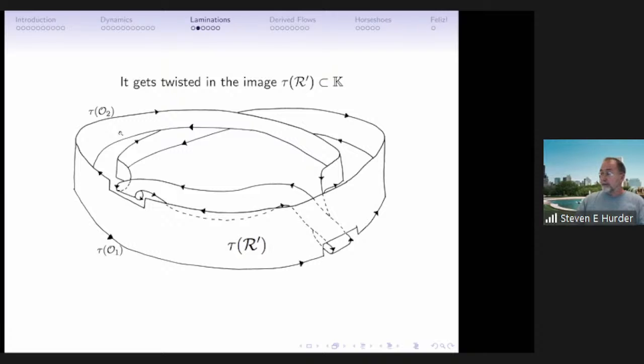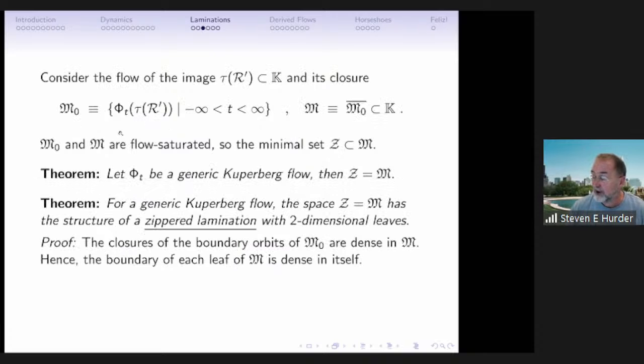And now your flow is going to be switching between the annulus and the insertion, and this is going to be happening forever. And when you do that, what you're finding is that the flow of that annulus is what we call M0. It's a surface, it's an infinite surface, and its closure contains the flow of the periodic orbit. And so the minimal set is contained in the closure.